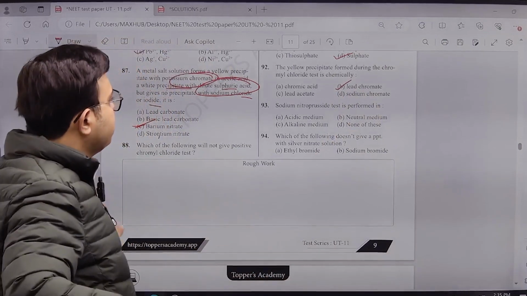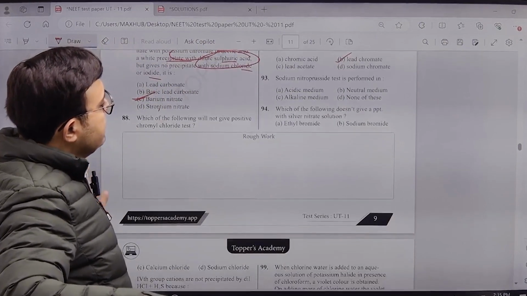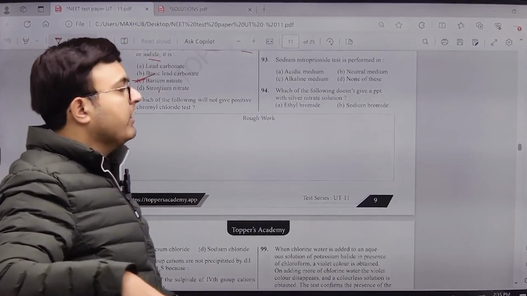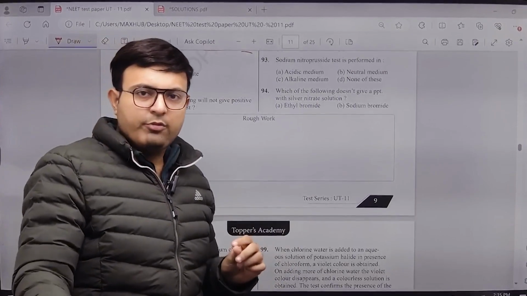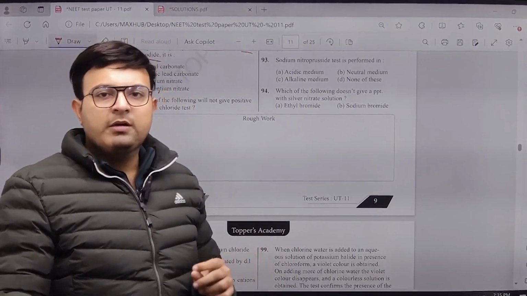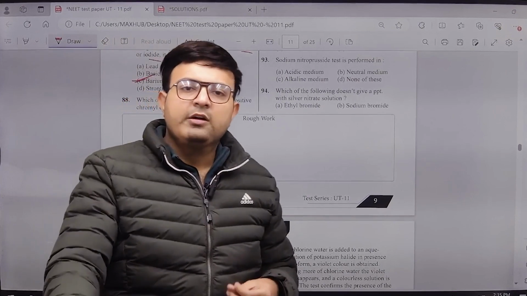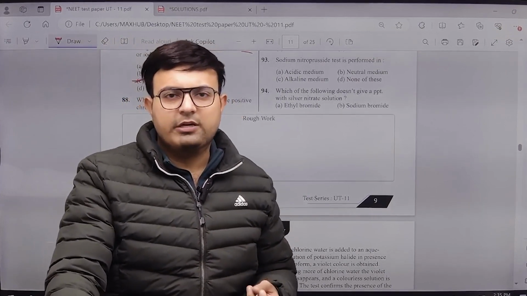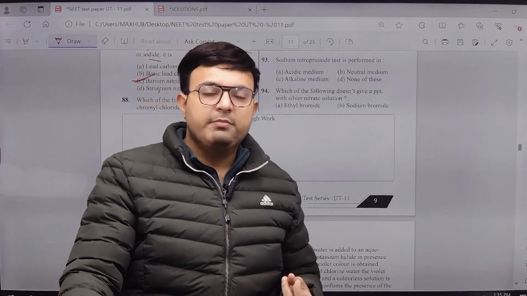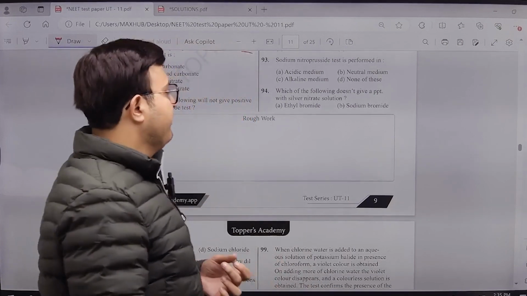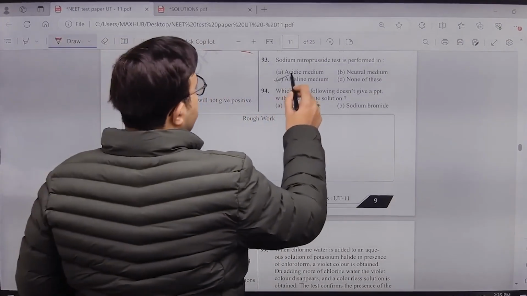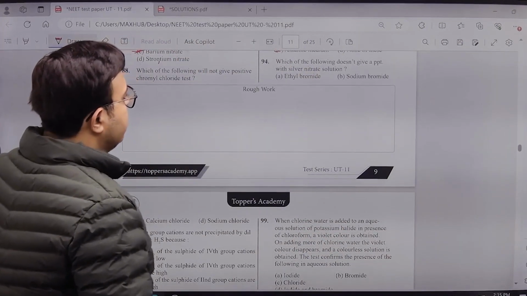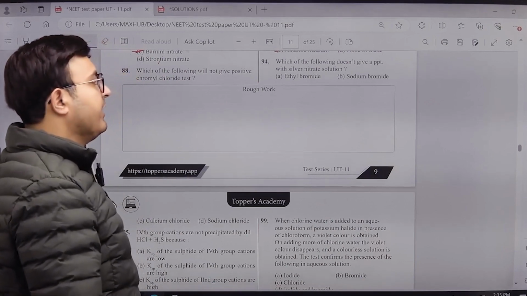Next question is, sodium nitroprusside test is performed in? This sodium nitroprusside test is performed by the addition of ammonium hydroxide. So if you are adding ammonium hydroxide, what is ammonium hydroxide? It is a base, so it is done in alkaline medium. So the correct answer will be C. Next question is, which of the following doesn't give a PPT with silver nitrate solution?